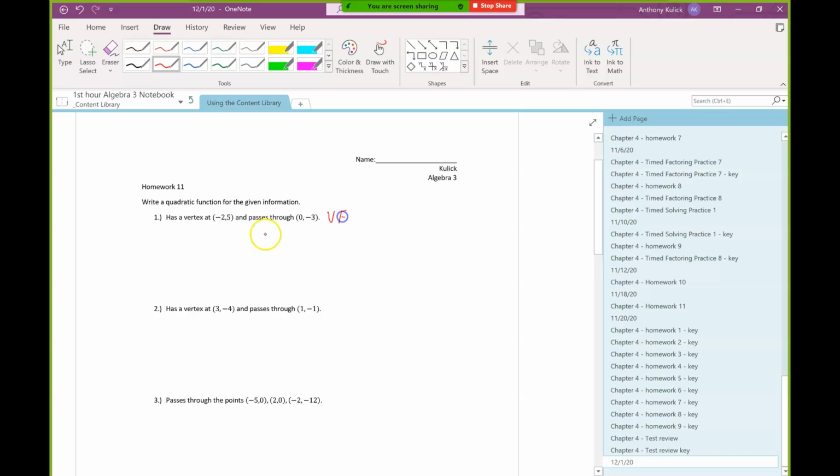So we want to use vertex form, which is y equals a times (x minus h) squared plus k. And to write our final answer, we need to figure out a value for a, a value for h, and a value for k. The nice thing about vertex form is the vertex here tells us the values for h and k right away. So we're like 2/3 of the way done immediately. We still have to find a.